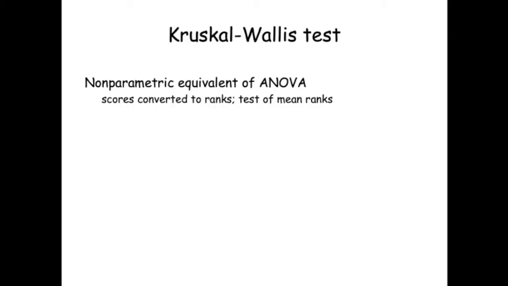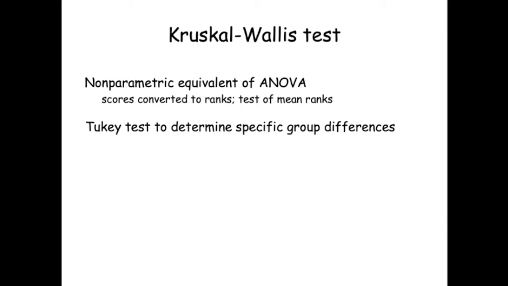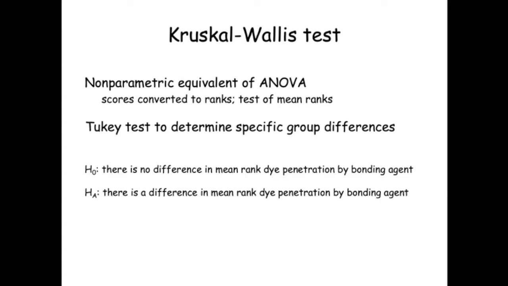The Kruskal Wallis test is used when the normality assumption is not met. Scores are converted to ranks, with the smallest value equal to 1 and the largest value equal to n. If results are statistically significant, a Tukey post hoc test is done to see which mean ranks are significantly different. The hypotheses look similar to those of ANOVA, except that they focus on mean rank.